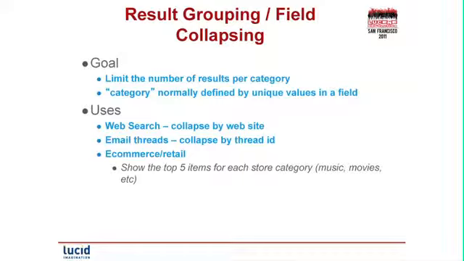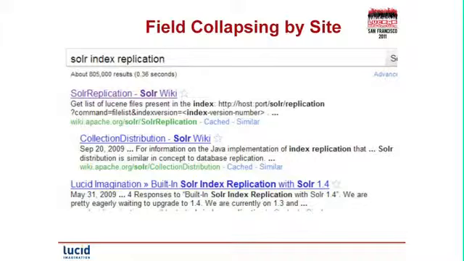So result grouping and field collapsing are really the same thing, two slightly different use cases, but really the same feature. It's about limiting the number of results per category. And we normally define category as the unique values in a field, a single valued field currently. So this is just an example of Google collapsing by site and limiting the number of results per site to 2.